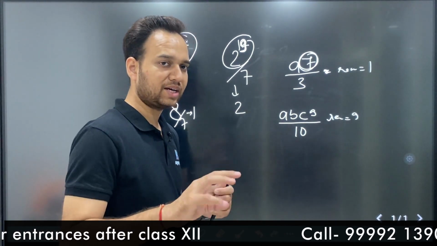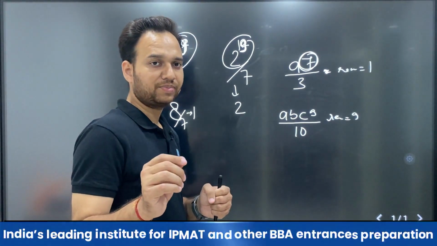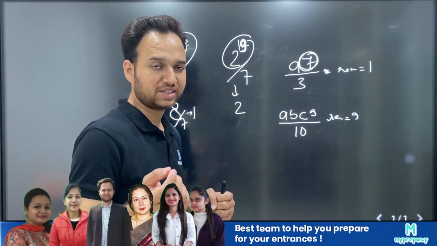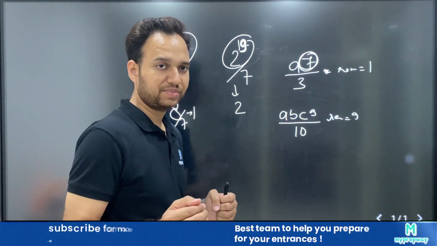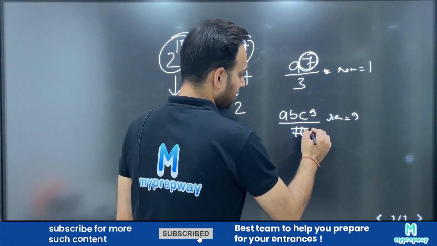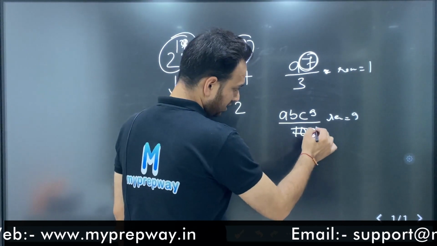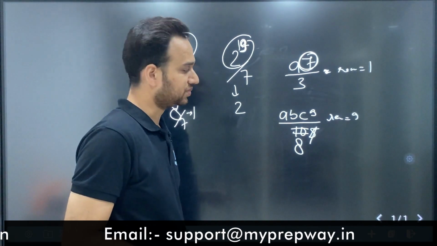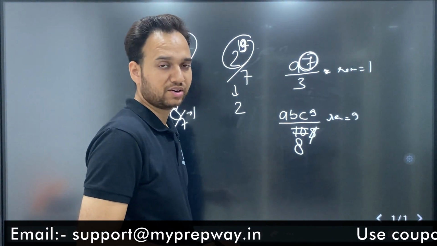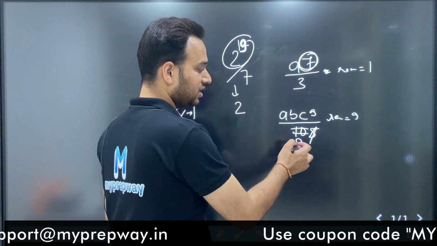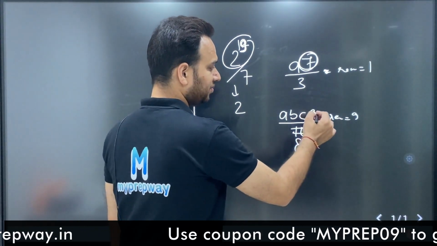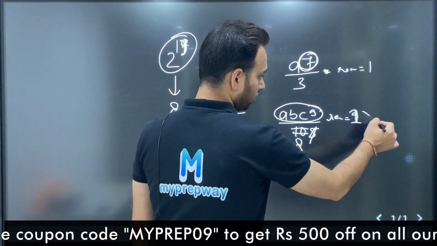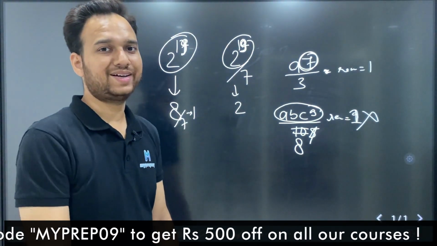So we can determine the remainder of a number using the unit digit when it is divided by 10 or when divided by 5. These are some exceptions. But instead of this, if I write 8 here, we will not be able to determine the remainder using the unit digit. We cannot surely say that ABC9 divided by 8, the remainder would be 1 only. No, this is not necessarily true.